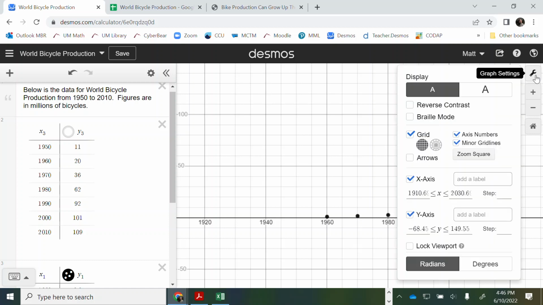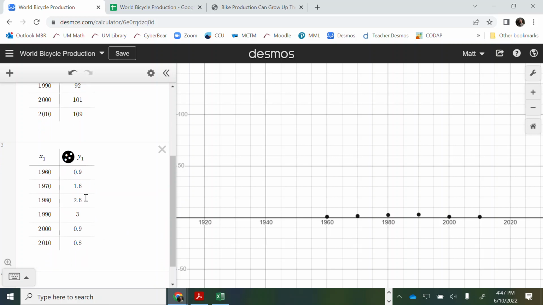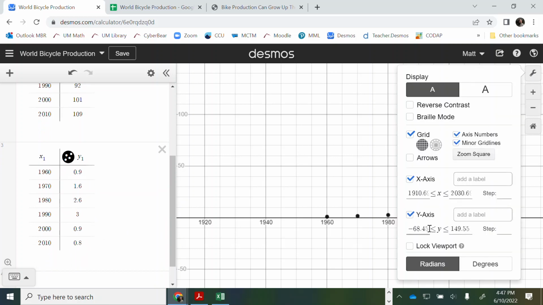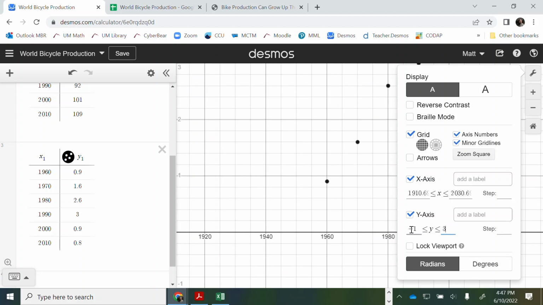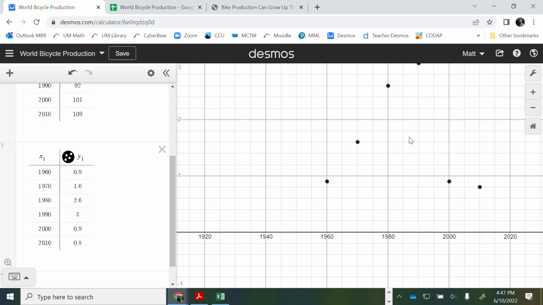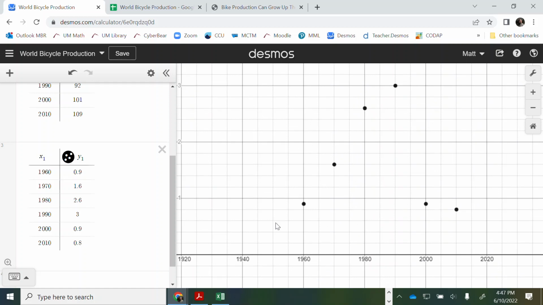So I'll go into graph settings, and what's going on is my y-axis is way too big, -68 to +149, when the values I have are all in the sort of 1 to 3 range, right? So what I really want is something that starts at sort of, I don't know, -1 on the y and runs to 3. So there we go. And when I do that, I get something that looks like this for my first derivative.